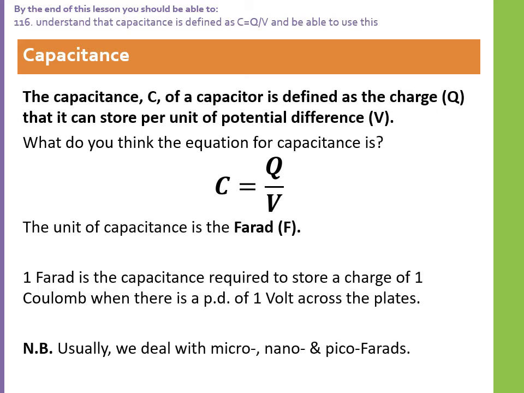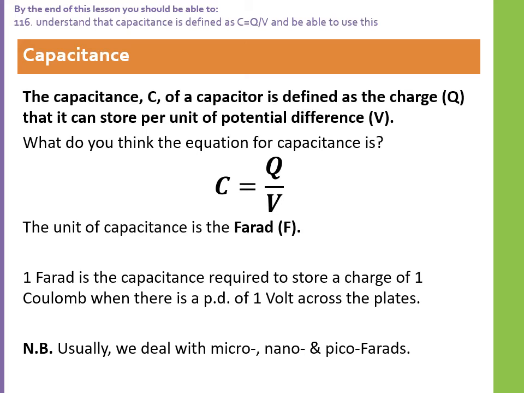And the unit of the capacitance is the farad. And 1 farad is the capacitance required to store 1 coulomb of charge when there is 1 volt of potential difference across the plates. So farad is quite a big unit. The SI unit for capacitance is the farad, which equals 1 coulomb per volt.